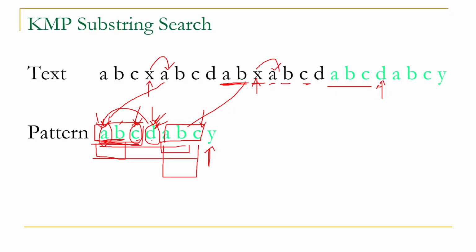Again if matched, we have to increase the index of both text and pattern, and here A and A is matched, and again B and B, again C and C, and again Y and Y. Then finally we found the string, which is the pattern in this text.